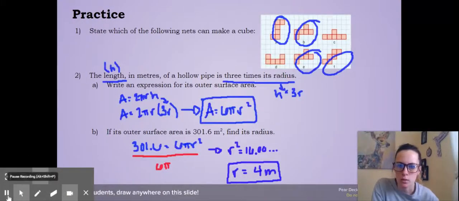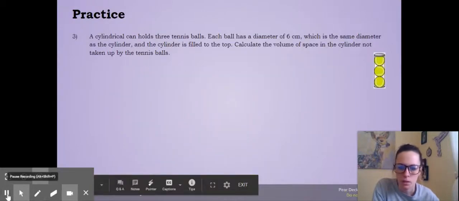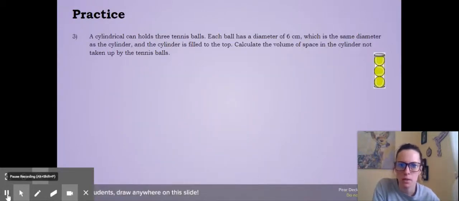So here are the answers to our first two practice problems. And here is one more practice problem. Again, pause the video, try to figure it out yourself before looking at the answers.